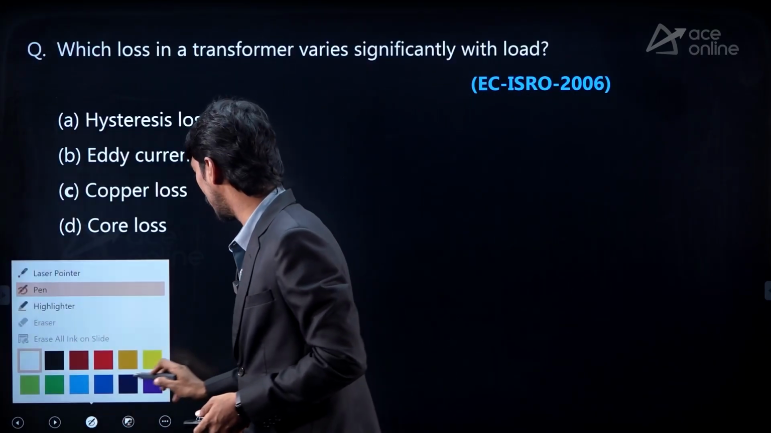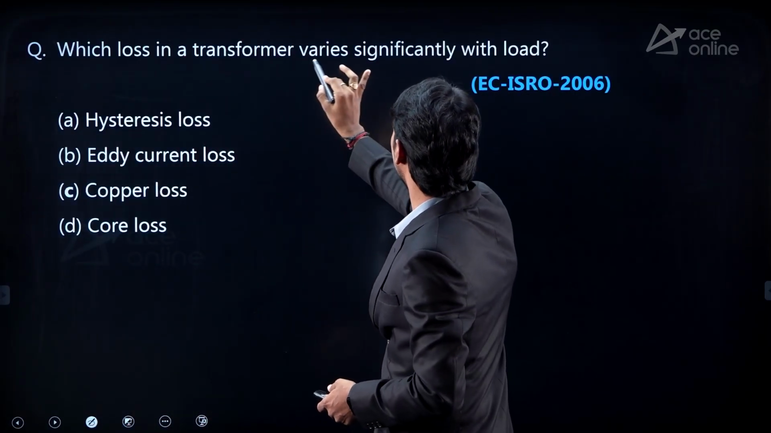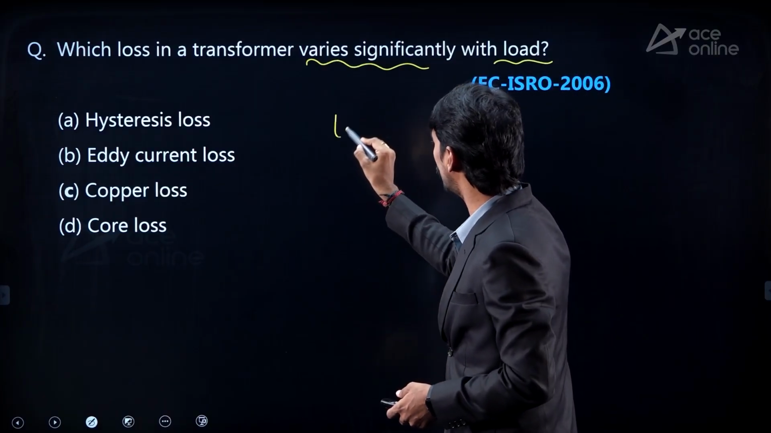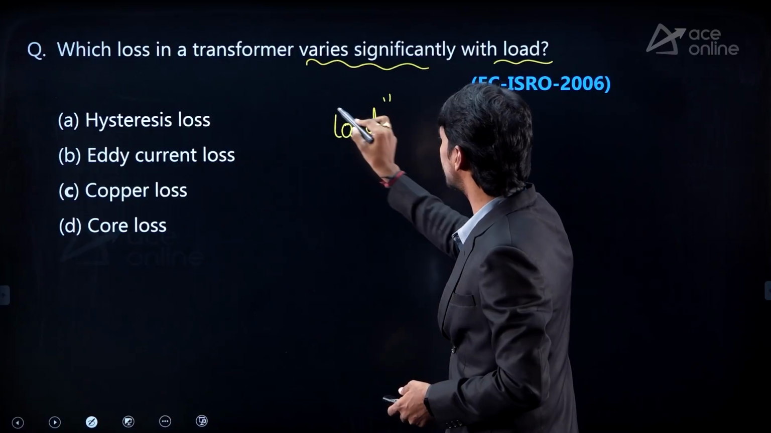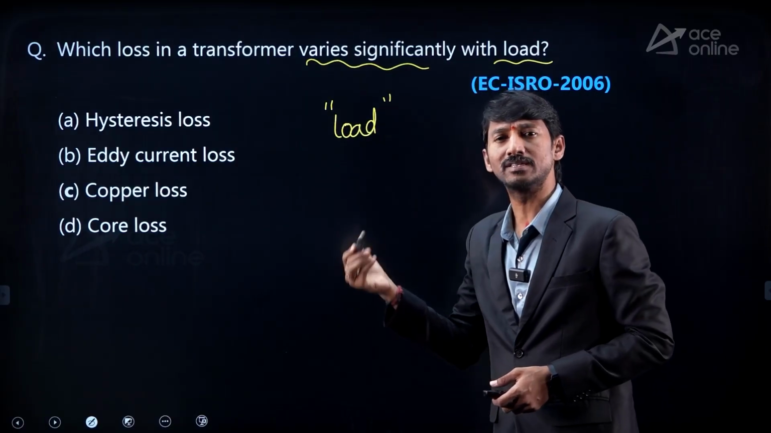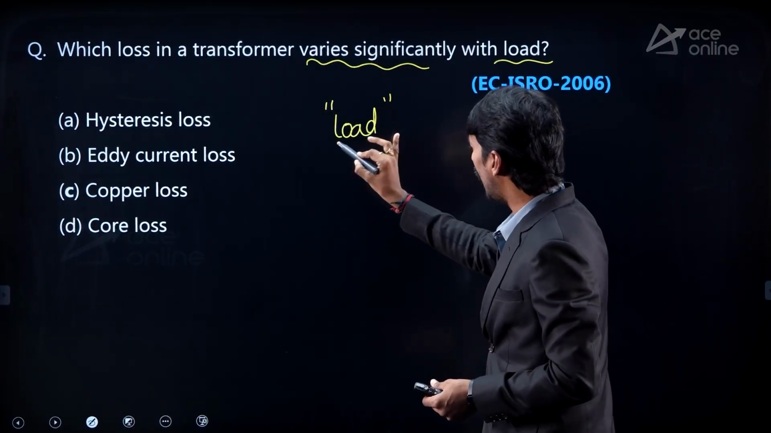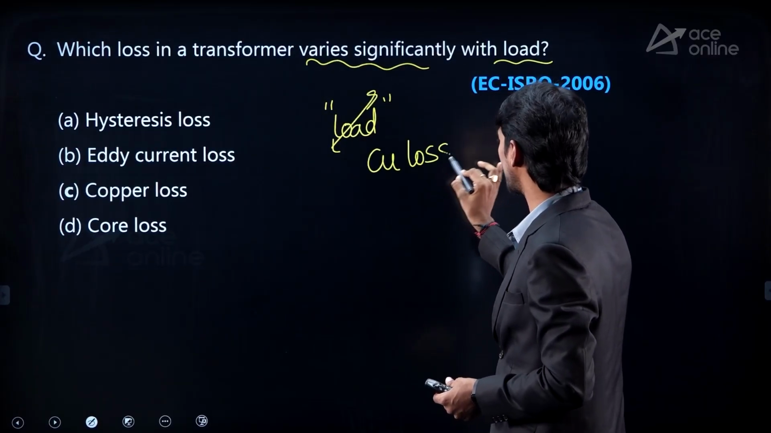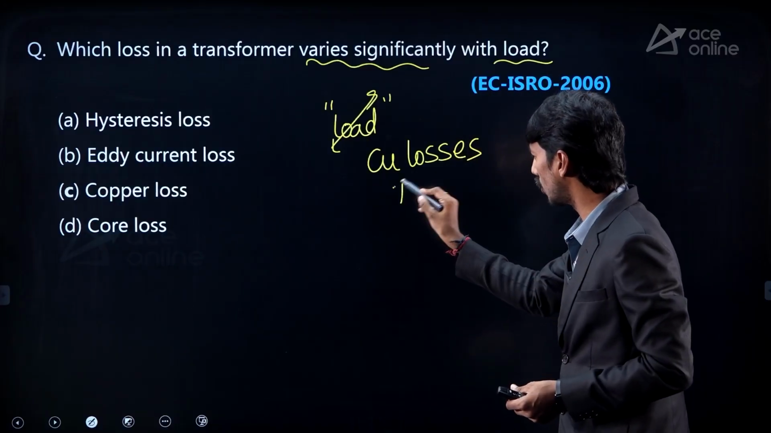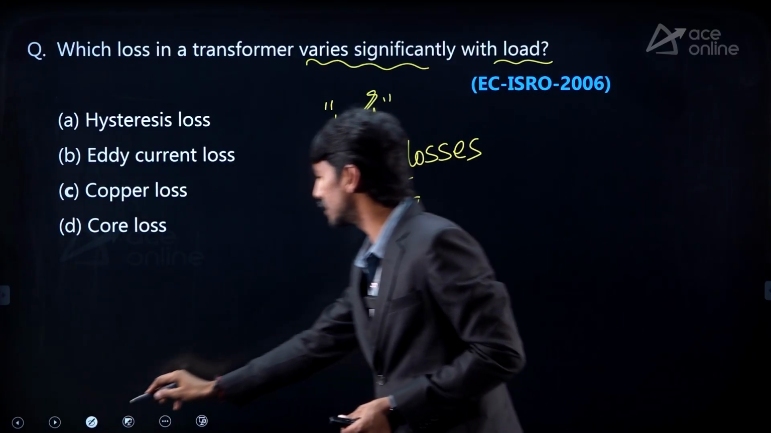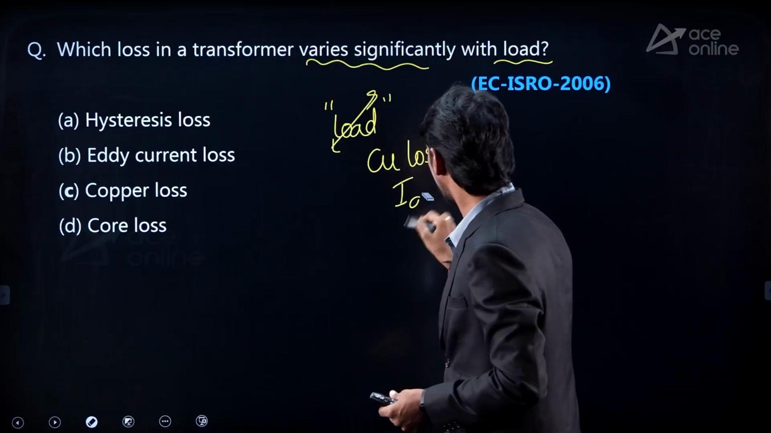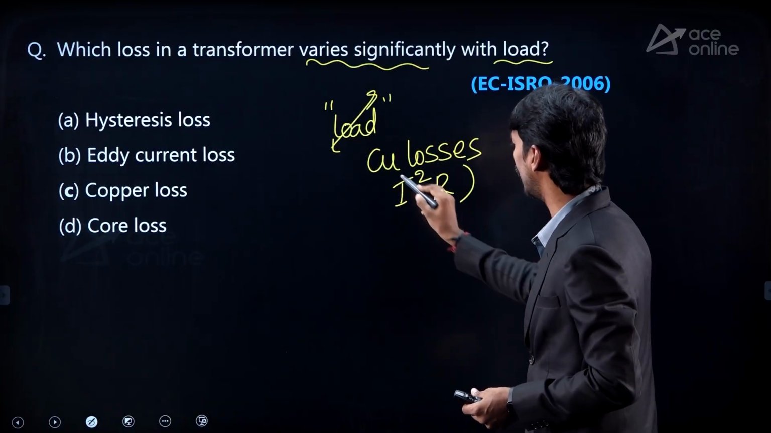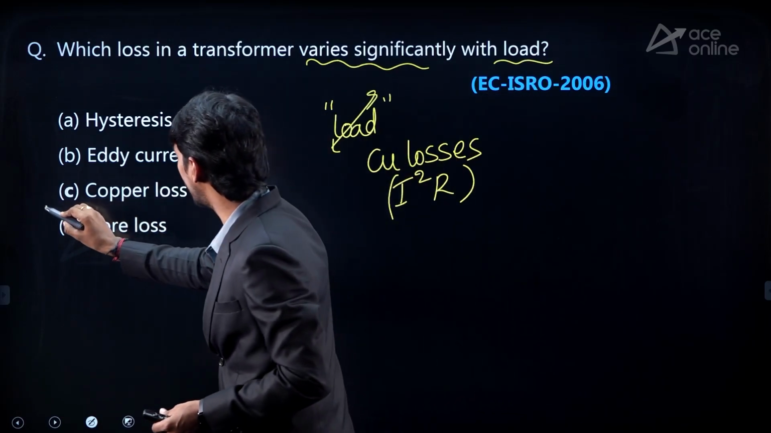Which loss in a transformer varies significantly with the load? Nothing but with respect to the load, the losses must vary, so they are simply called variable losses. Generally, as the load is varied, copper losses will be varied. Copper losses are also called I square R losses. So when the load is varied, copper losses automatically vary. So the answer here is copper loss.